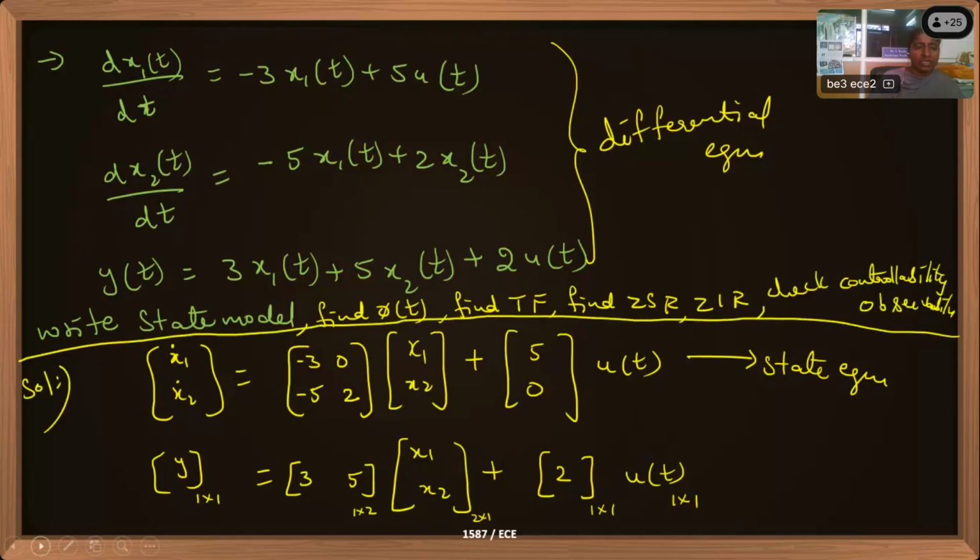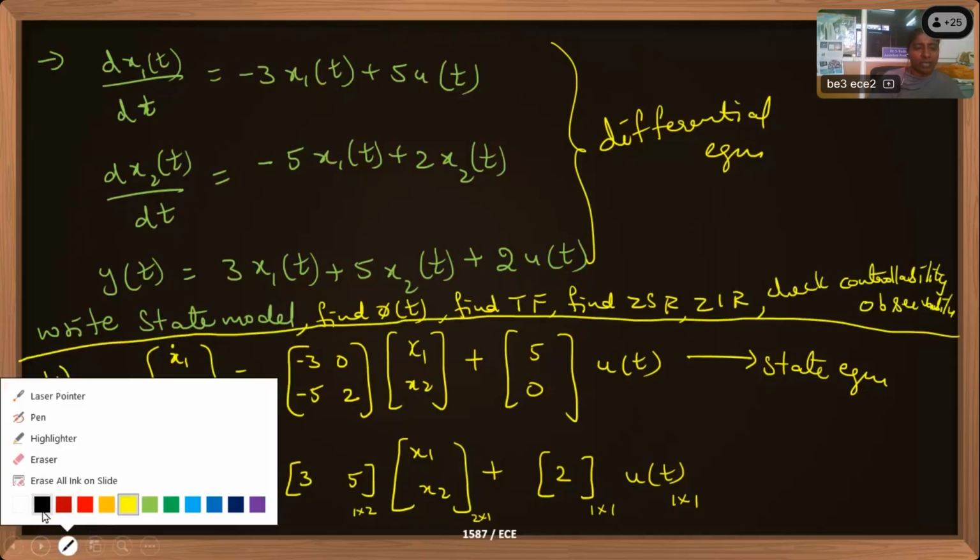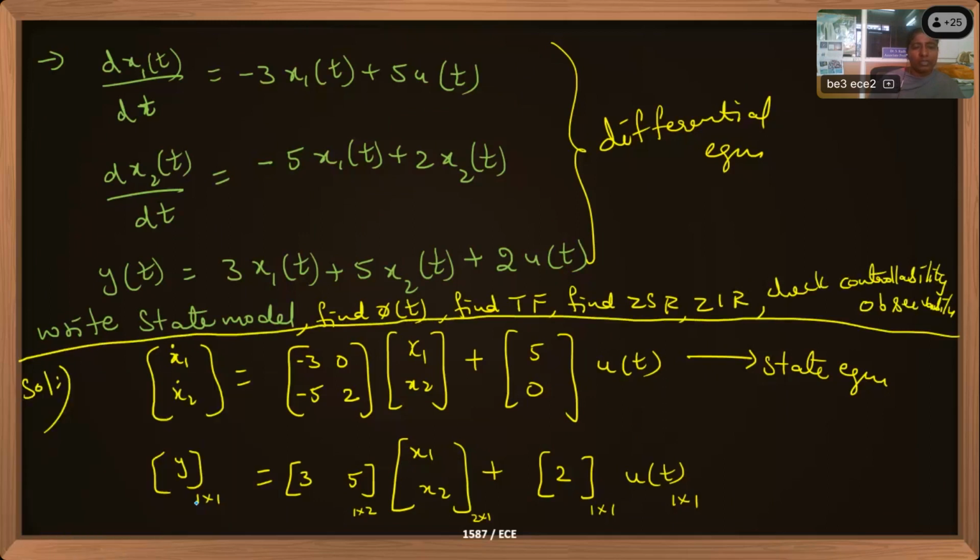We have written the state model. Okay, the matrix form we have written. Next, what do we have to do? This is matrix A. This is matrix B. This is matrix C. This is matrix D. So phi of t, what is the formula? Inverse Laplace of (sI minus A) whole inverse. And then the transfer function, what is the formula? C into (sI minus A) whole inverse, then B, plus D.